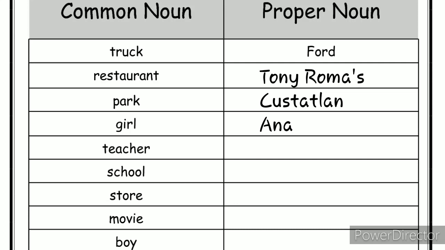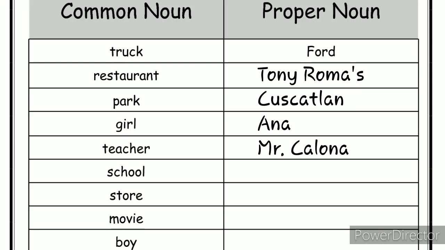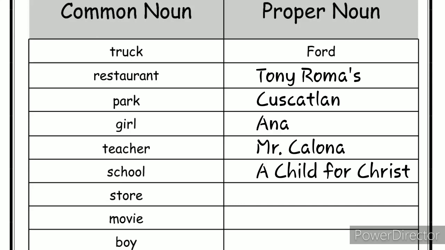Then we have teacher. Now with teacher, it would be in general, right? So in this case, for us to specify what type of teacher, we would put the teacher's name. So to make it a proper noun, let's put Mr. Calona. Then the next one for common nouns, we have school. So yeah, let's put our school, right? For proper nouns, we're going to put A Child for Christ Bilingual School. Good.